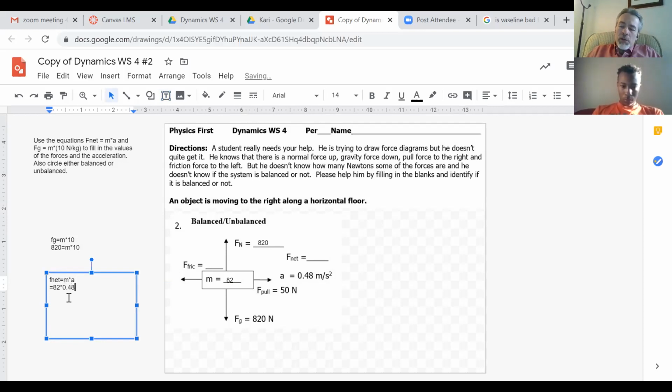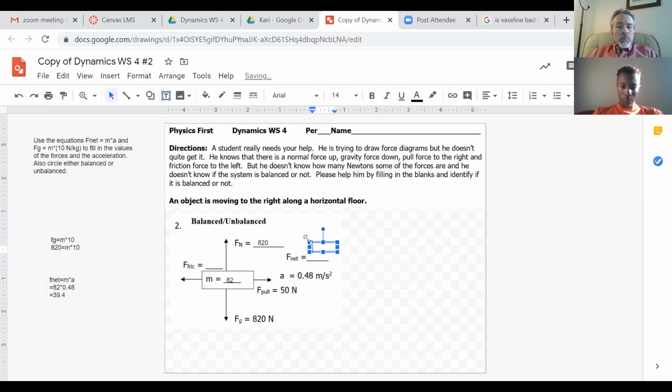And now I'll just get a calculator out and take 82 times 0.48. Divided or times? Multiply. You're going to multiply it. You get a decimal, right? Yeah, 39.36. Let's just round to 39.4. So just put equals 39.4. That's it. And now you can put that in the blank over there. There you go. That's it.